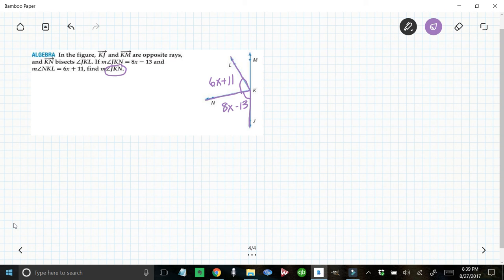I'll help you later. So I have 6x plus 11 equals 8x minus 13, because I know those two angles are congruent, and that means that they have equal measures.